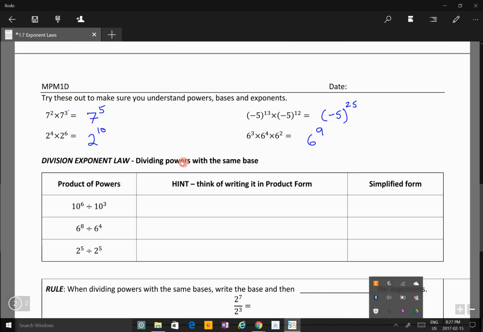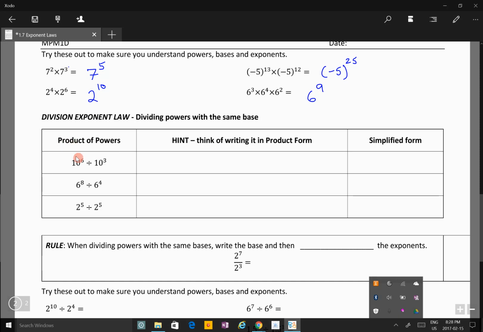Okay, let's look at a different law, the division exponent law, dividing powers with the same base. So 10 to the power of 6 divided by 10 to the power of 3. What does this look like if I expand it? I'm going to have 10 times 10 times 10 times 10 times 10 times 10. So this is 6 tens here, so it represents 10 to the power of 6.